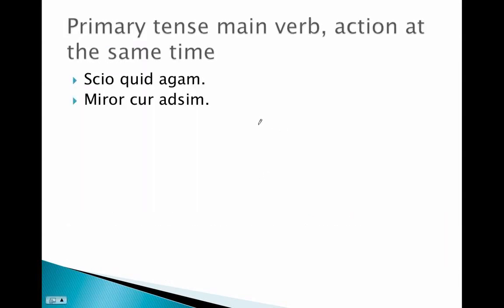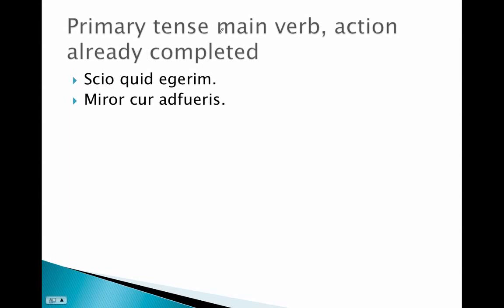So, some examples. A primary tense main verb and action happening at the same time. So scio quid agam. The main verb is primary tense, scio, and the action is taking place at the same time, present subjunctive. So scio quid agam. I know what I am doing. Or miror cur adsim. I wonder why I am here, why I am present. These actions are happening at the same time. We're going to use a present subjunctive.